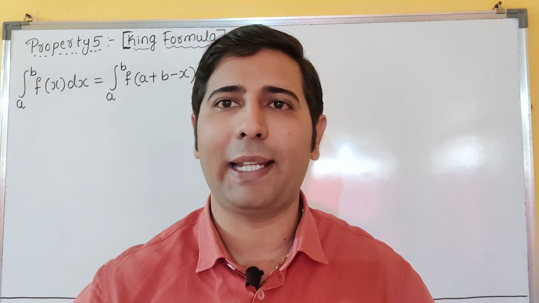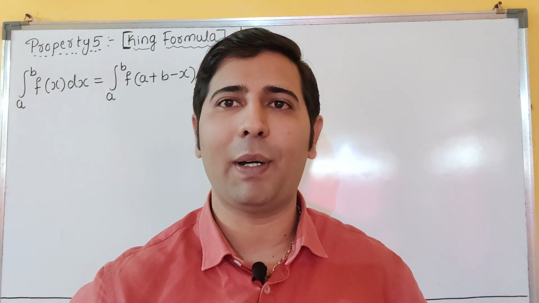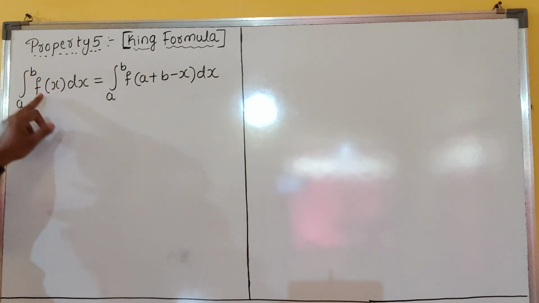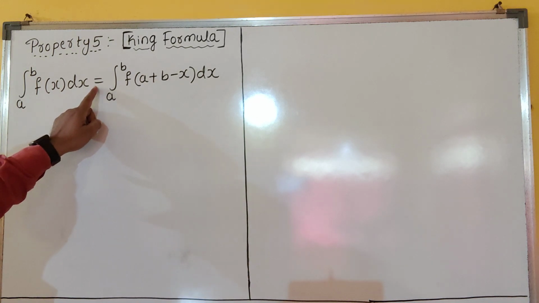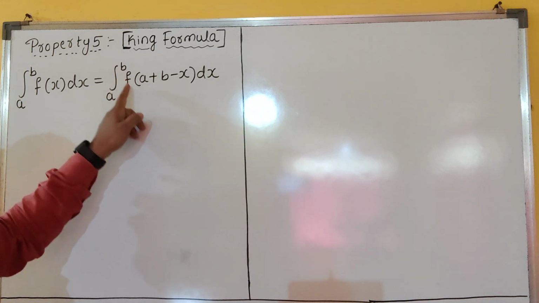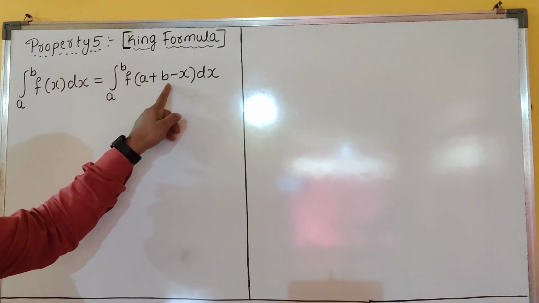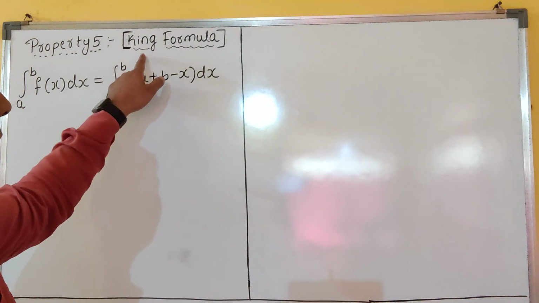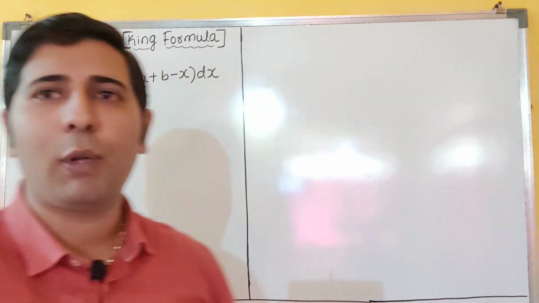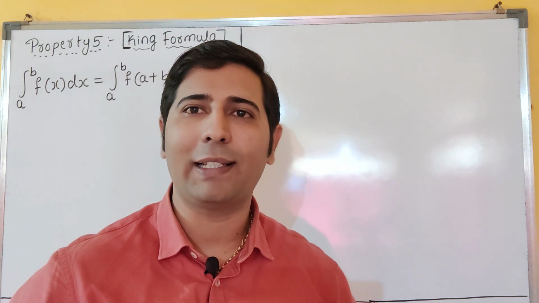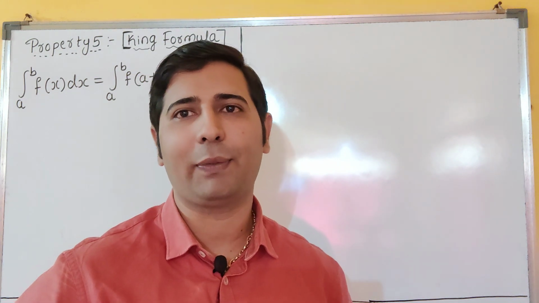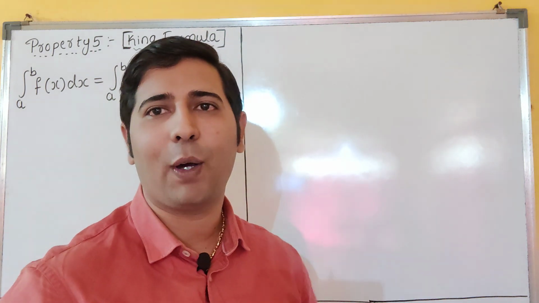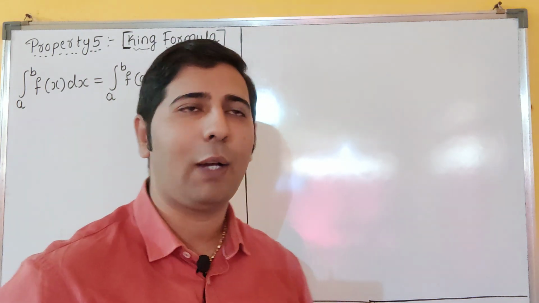In today's class we will see integration 6 marks, property number 5. What they had asked you see here: integration a to b f of x into dx is equal to integration a to b f of a plus b minus x into dx. So this property is called as what in maths? King formula we will say. What we will call this as? King formula. In the previous video we have seen that is a queen formula. Now this is king formula. How to solve this king formula we will see.